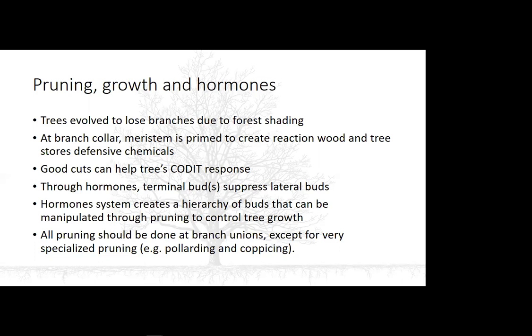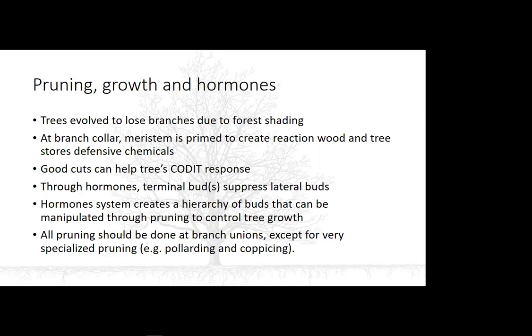That hormone system is also creating a hierarchy of buds, so that in addition to suppressing lateral buds, the rank of the terminal bud on a branch is also affecting the rate of growth of that branch. And if you demote that bud, you can control the branch growth.